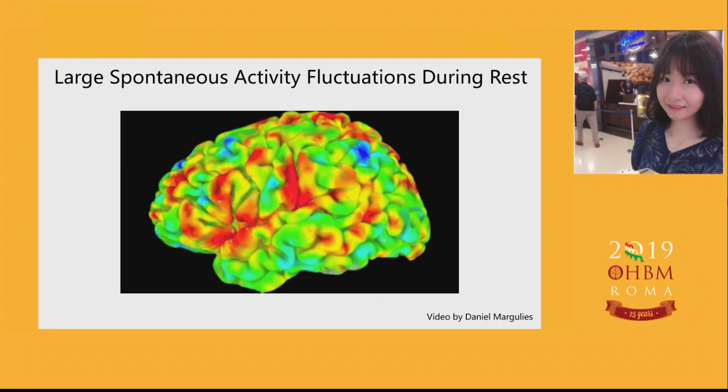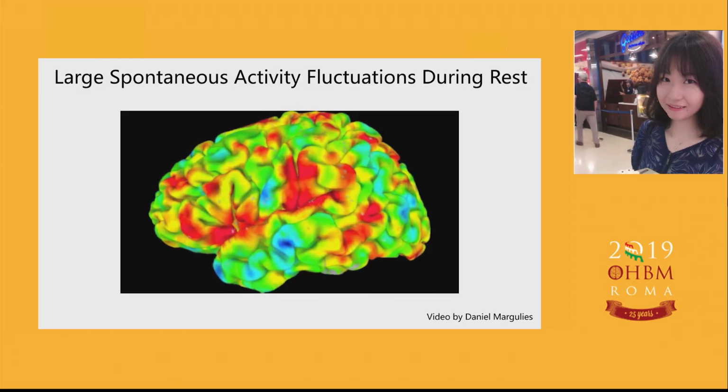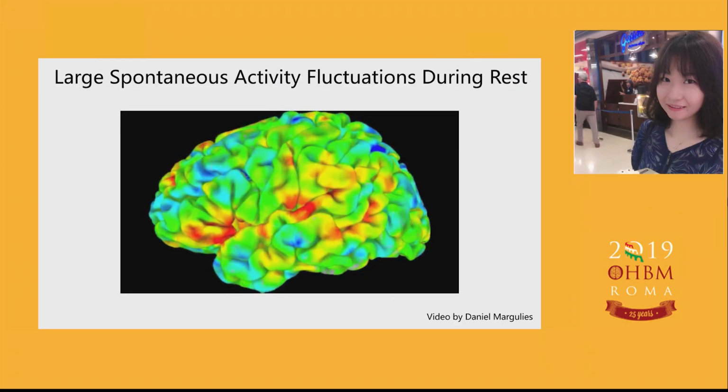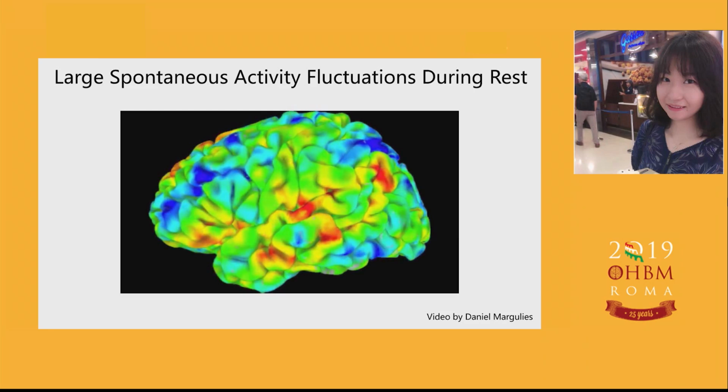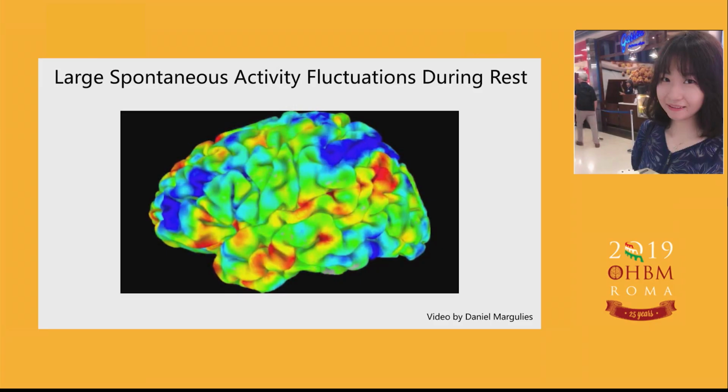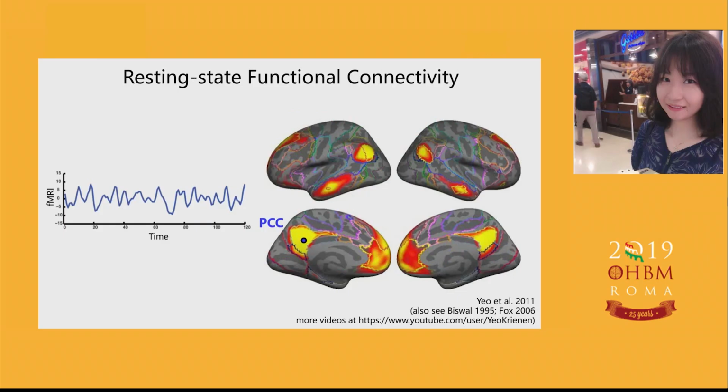The brain is active even at rest. So this video from Daniel shows the functional MR signal recorded when the subject is lying at rest in the scanner. As we can see, these large spontaneous activity fluctuations appear throughout the brain. These intrinsic fluctuations are relevant here because, as demonstrated by Biswal, these fluctuations can be used to measure the connectivity in the human brain.